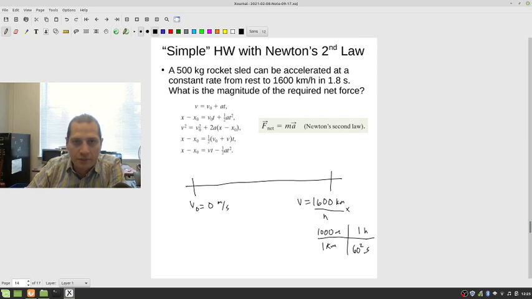It asks, what is the magnitude of the required net force? Well, net force is the total force acting on an object. F equals m times a. So you are given m as 500 kilograms.